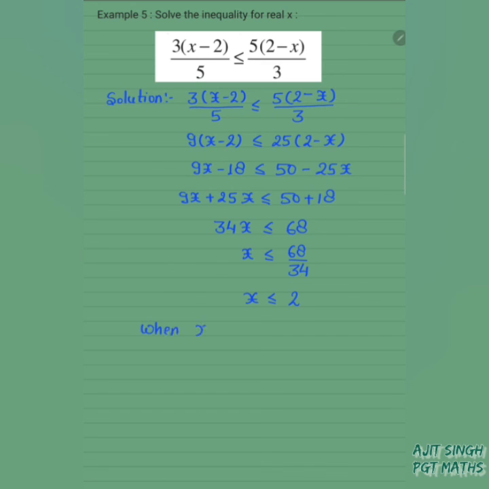When x is a real number, because all the answers are asked for real x, x is less than or equal to 2, so the values will be 2, 1, 0, up to minus infinity. So in the case of a real number, it is minus infinity to 2, minus infinity is the open interval, and 2 is the closed interval because the sign is less than or equal to 2. So where the sign of inequality is less than or equal to or greater than or equal to, we put the big bracket, that is the closed interval. So the value of x is semi-closed, minus infinity to 2.